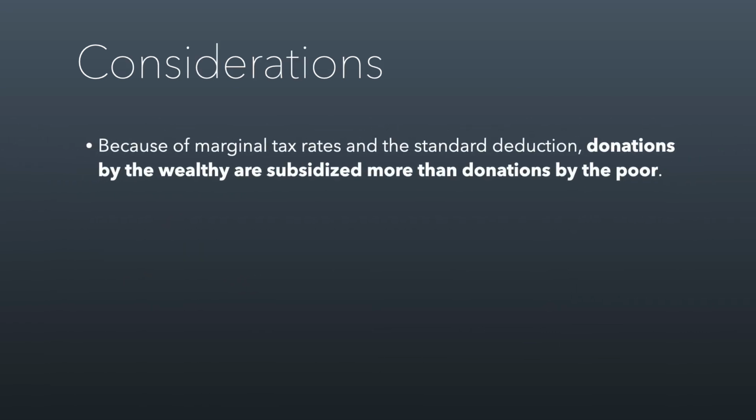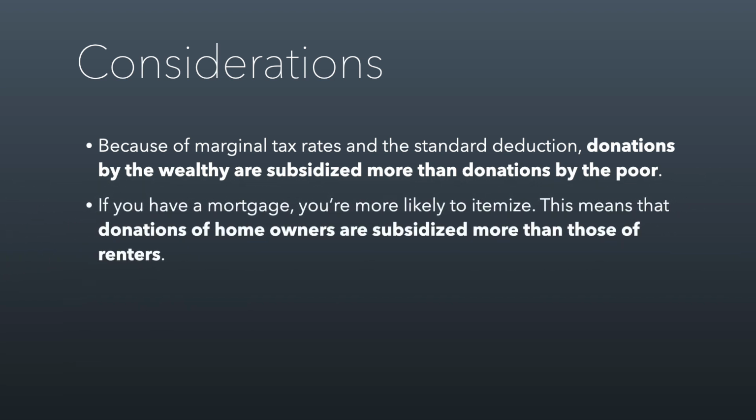And so what ends up happening is, because of how tax rates work and the standard deduction, donations by the wealthy are subsidized more than donations by the poor. In fact, donations by the poor basically get zero subsidy. But it also is weird because other things are deductible, like mortgage interest. And so if you have a mortgage and you pay interest on it, which most people do, you can itemize that as a deduction. And so if you have mortgage interest, you're more likely to itemize.